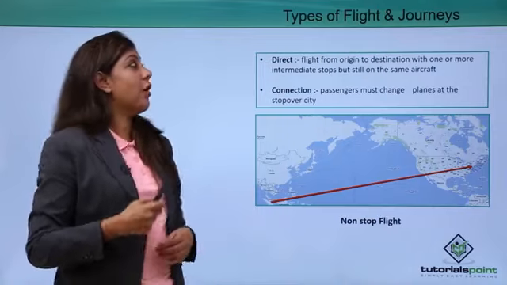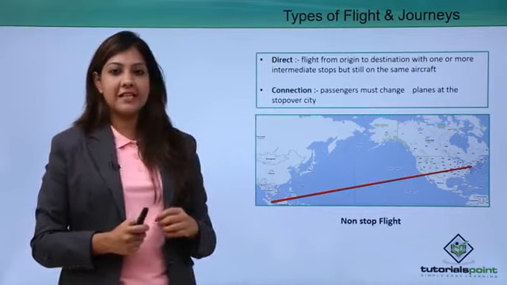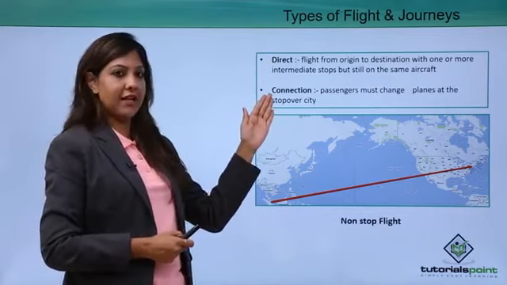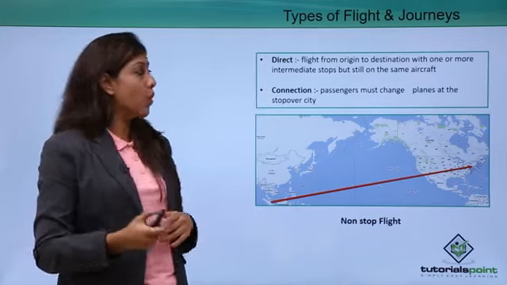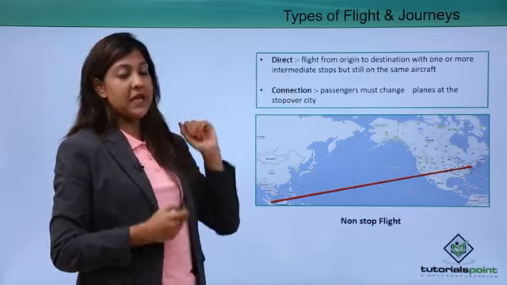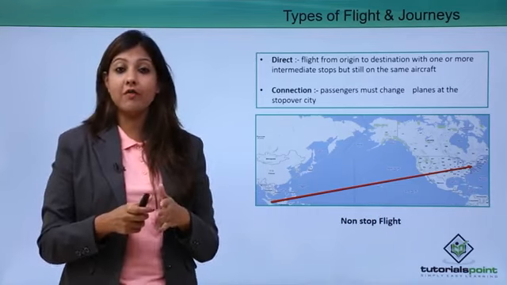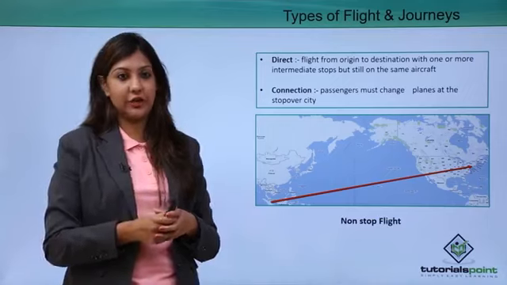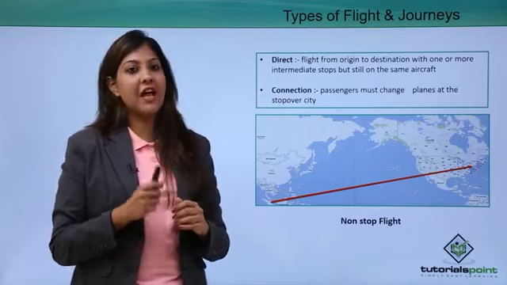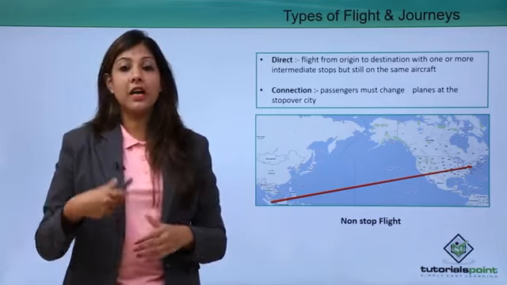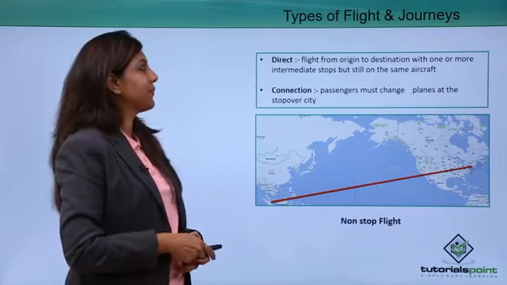Looking at the different types of flights as well as journeys, we have direct flights as well as connecting flights. Direct flights are flights from origin to destination with one or more intermediate stops. However, the passenger does not come out of the aircraft because the same aircraft goes to the forward destination. Whereas in a connecting flight, passengers have to change the aircraft at that particular stop. So they need to come out of the aircraft and check in again into another aircraft.